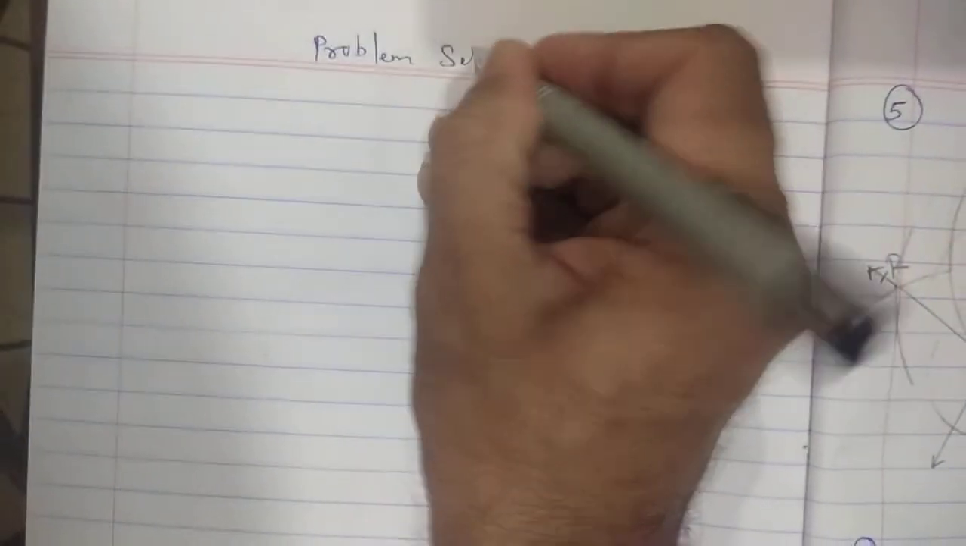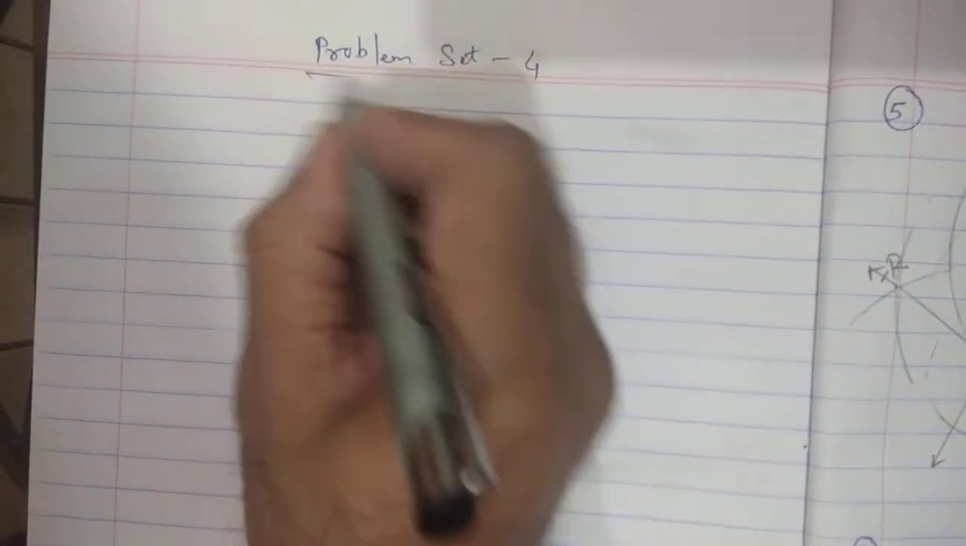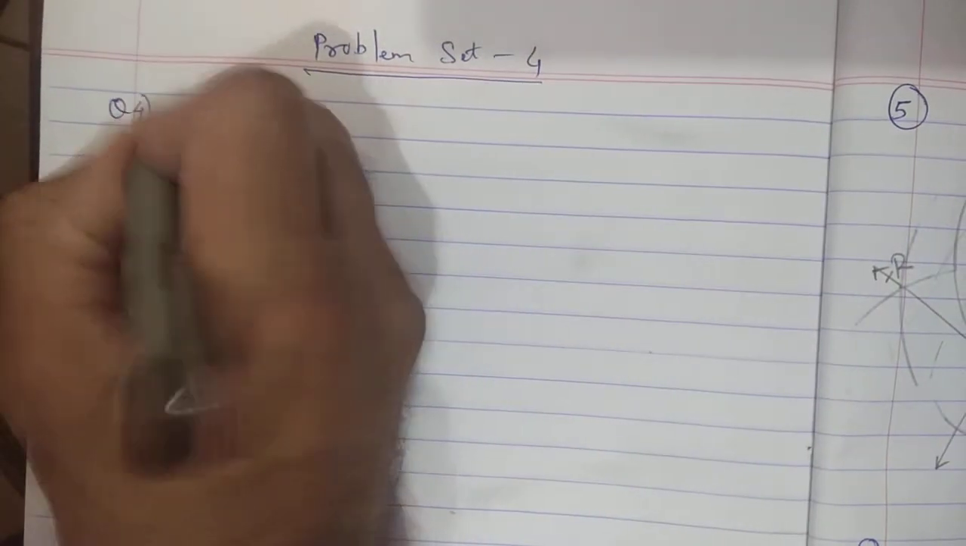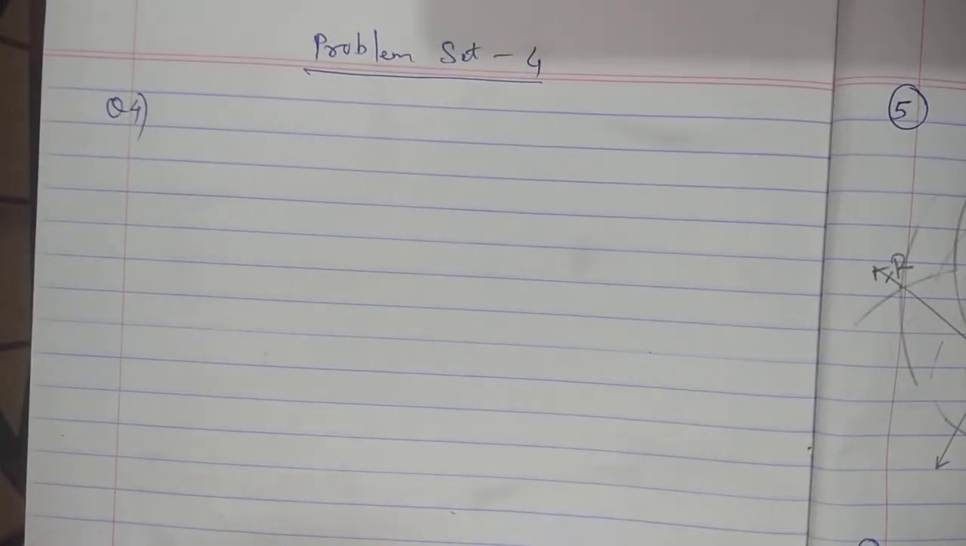Okay, so write the heading Problem Set 4. Underline the heading. Question number 4 we will do now. So what is the question here? Draw a circle of diameter 6.4 centimeter and then take point R at distance equal to its diameter from the center of the circle. So first of all, we have to draw a diameter of length 6.4 centimeter.